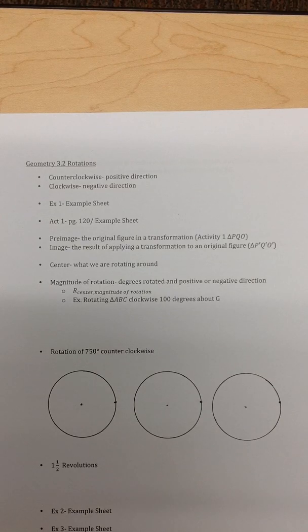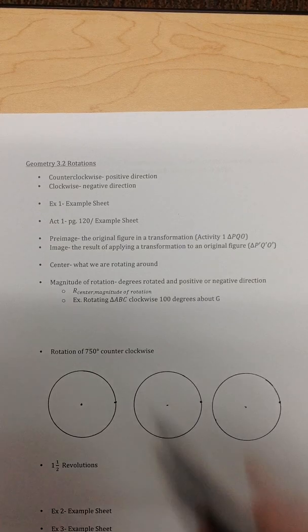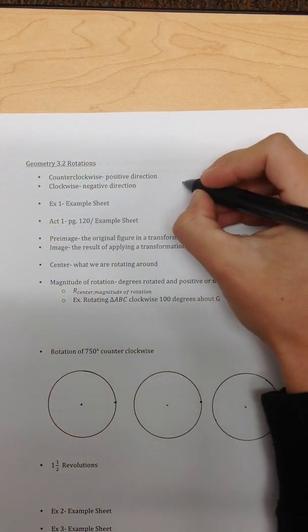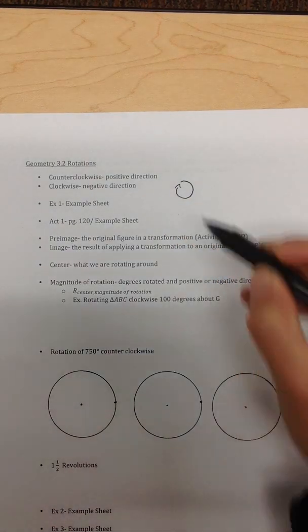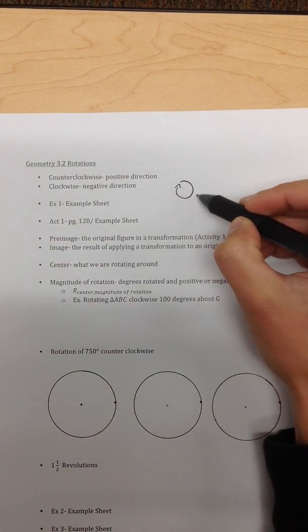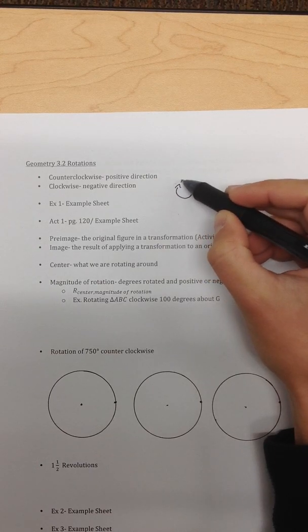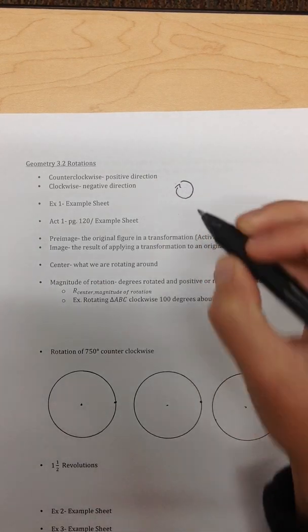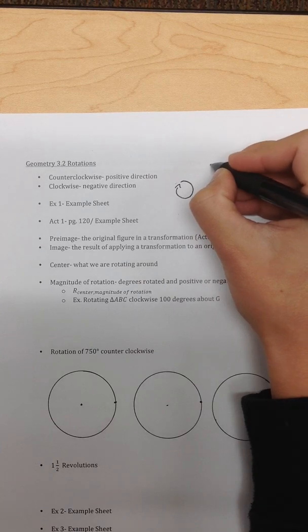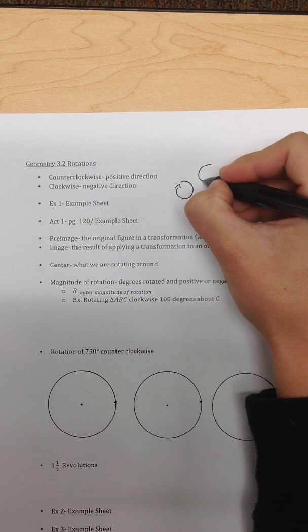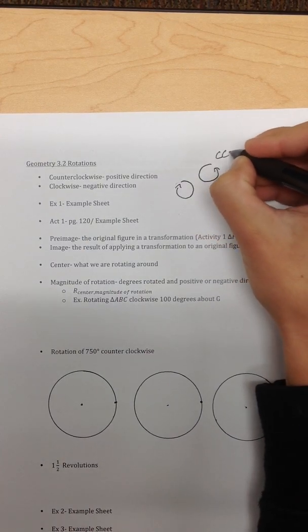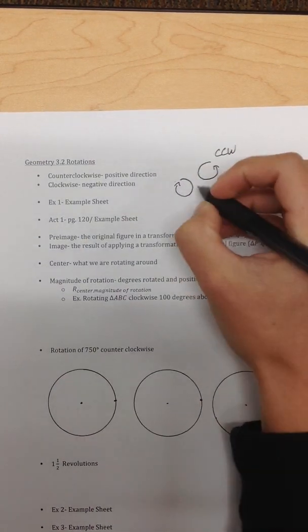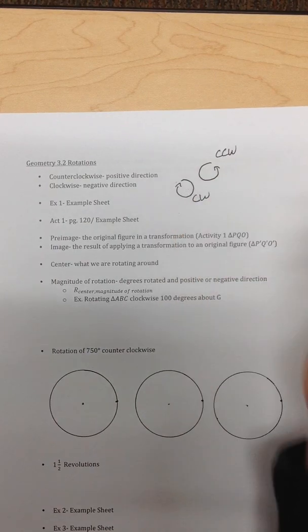When we go counterclockwise, it's basically the opposite of the way the hands on a clock go. The hands on a clock, which would be clockwise, go in this direction. If you start at the top, you're going to the right, and then down, and then coming around the left side. When you go counterclockwise, you're going the opposite way. So if we start here at the top, we're going around like that. Counterclockwise is that one, and clockwise is that one.